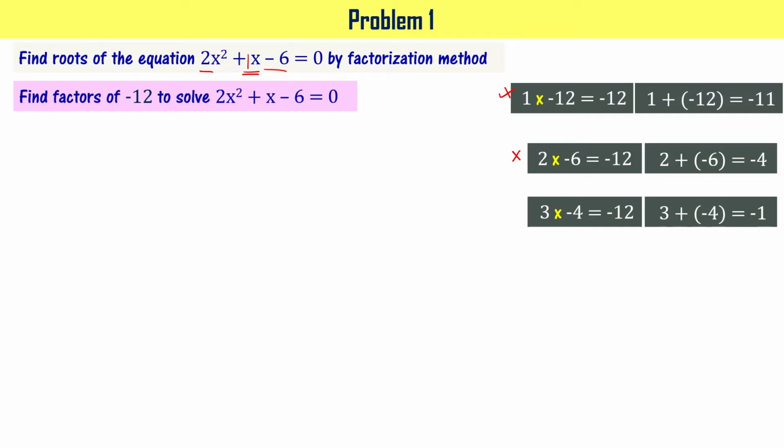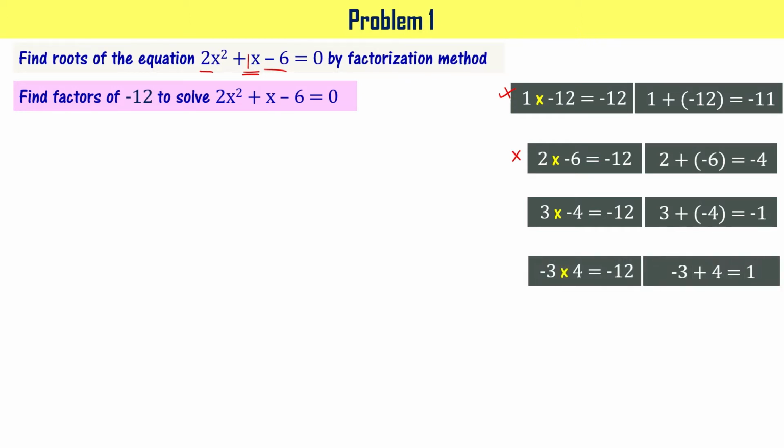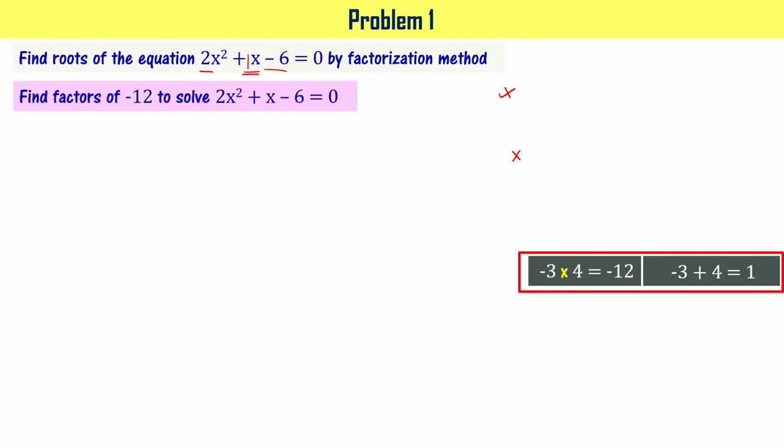So now let me write -12 as -3 times 4. Their sum is +1. It means this is what we are looking for, right? Now, since I can write -12 as -3 times 4, I can split the middle term +1x as +4x - 3x, right? This is why this method is called split the middle term method also.